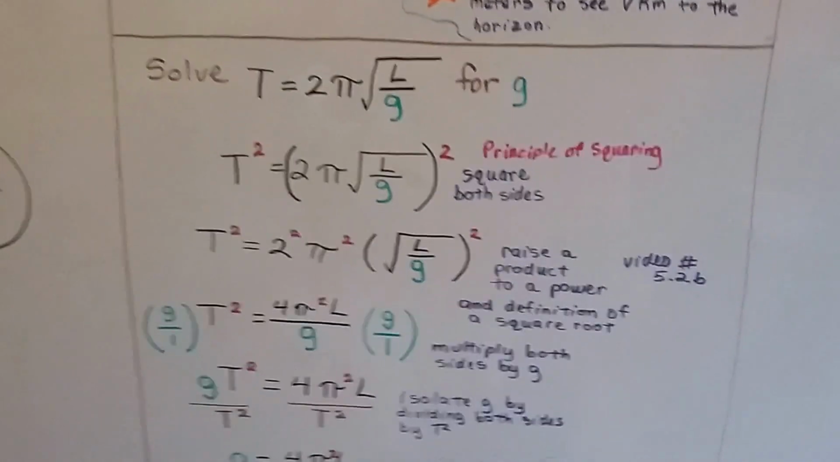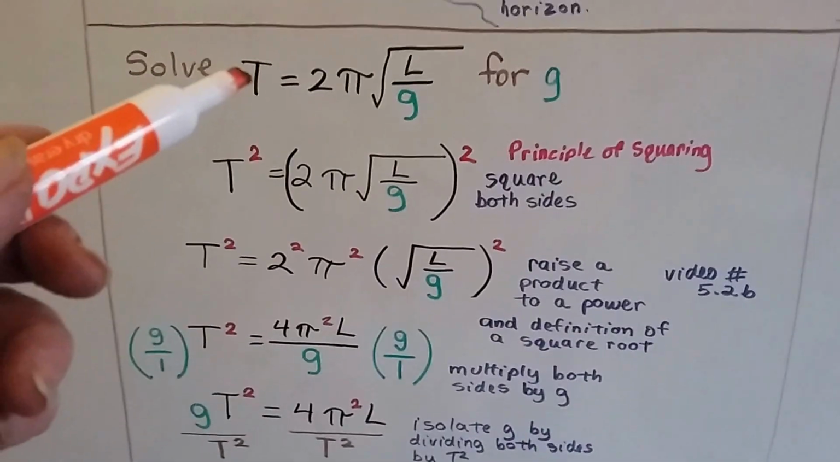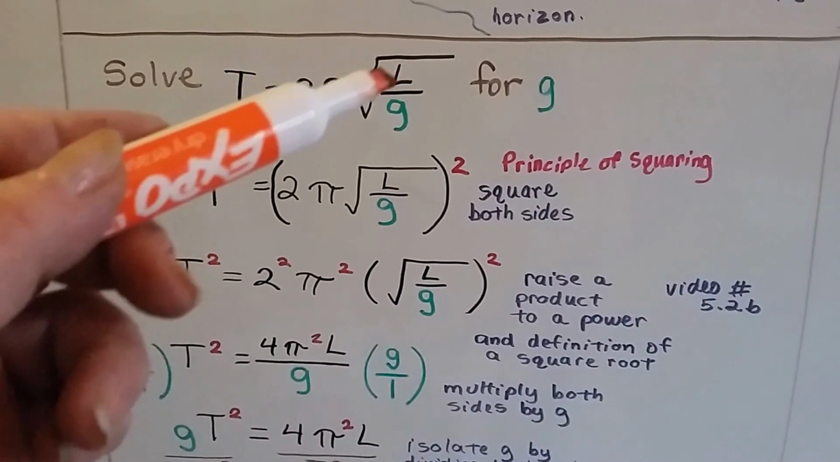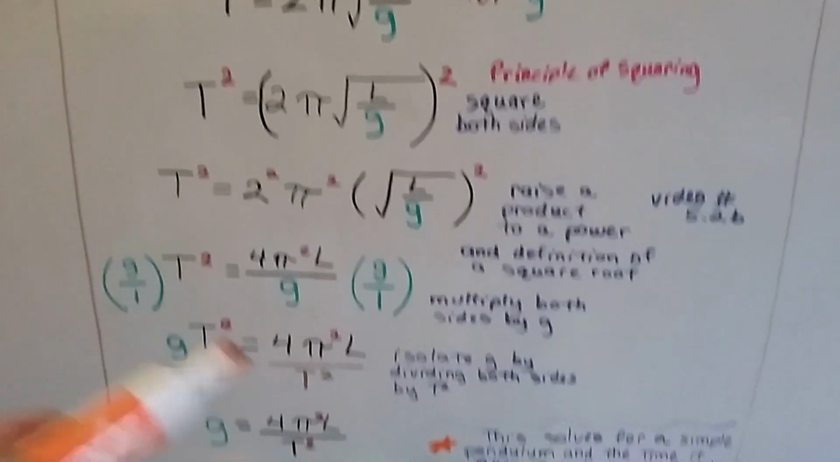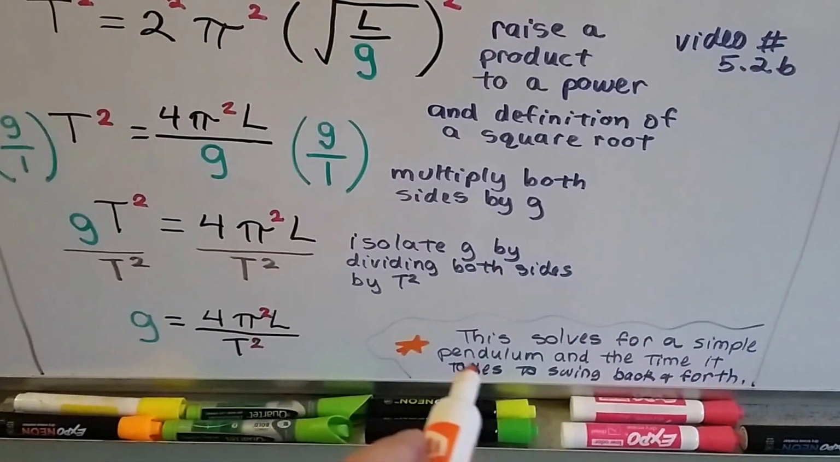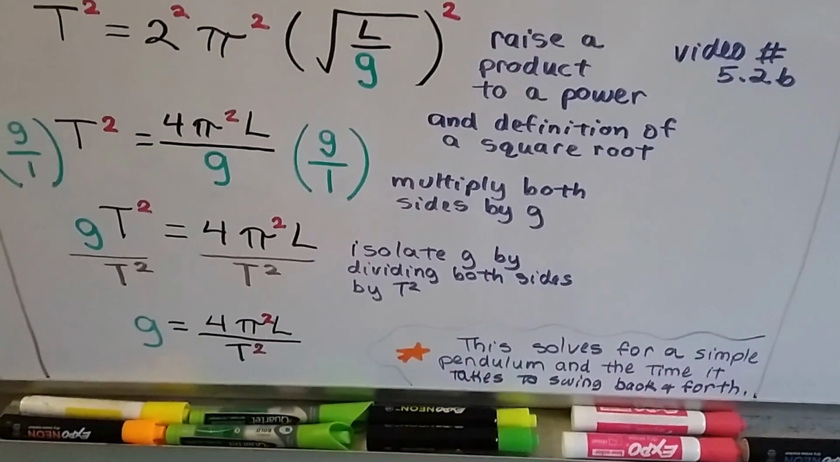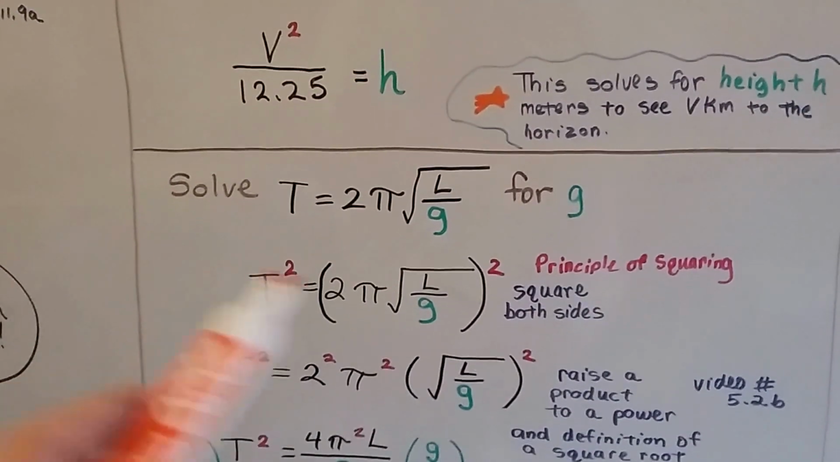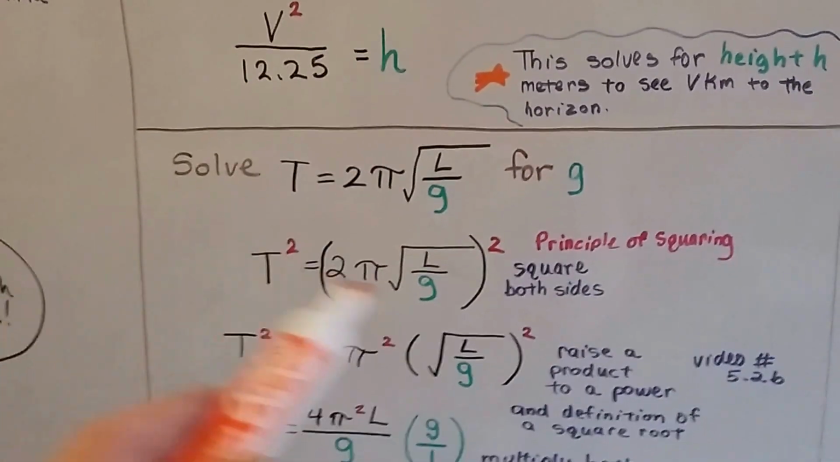Take a look at this one. This formula, t equals 2 pi times the square root of L over g, and they want us to solve it for g. This solves for a simple pendulum and the time it takes for it to swing back and forth. Isn't that kind of cool? So, like in a grandfather clock where the pendulum is swinging.